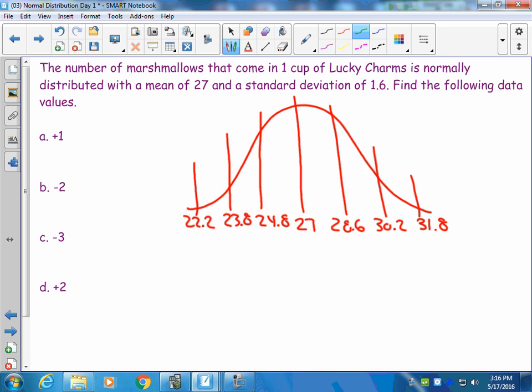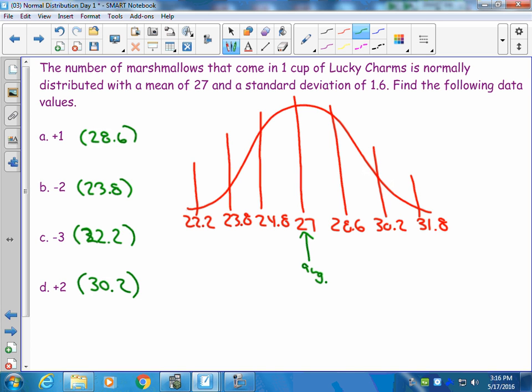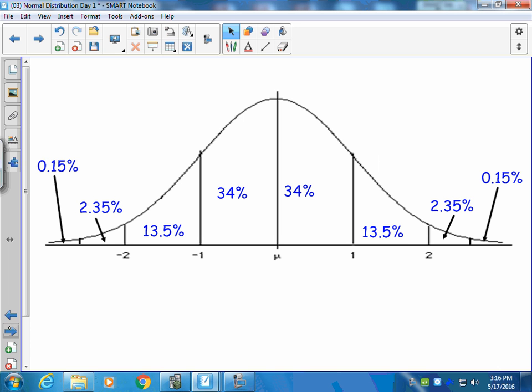Now, the good news is, to answer the questions that we have here, all we have to do is remember that this is average, and we're adding or subtracting standard deviations. Plus 1 standard deviation is just 28.6. Minus 2 standard deviations from average is 23.8. Minus 3 standard deviations from average is 22.2, and plus 2 standard deviations from average is 30.2. So we use this as a measurement tool, and it can help us find probabilities based on the normal distribution. Now we've broken it up into individual parts.